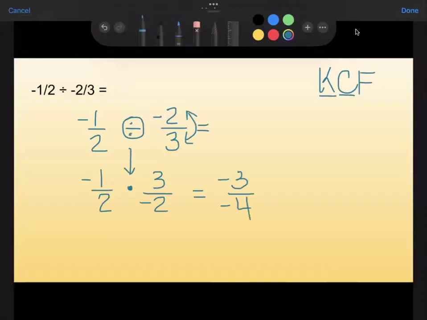Okay, so since I have a negative on top of a negative, or negative divided by negative, I know that's going to be positive. They cancel each other out. So I'm going to get rid of those. And then I just have positive 3/4. I can't simplify that any further, so that's going to be my final answer.